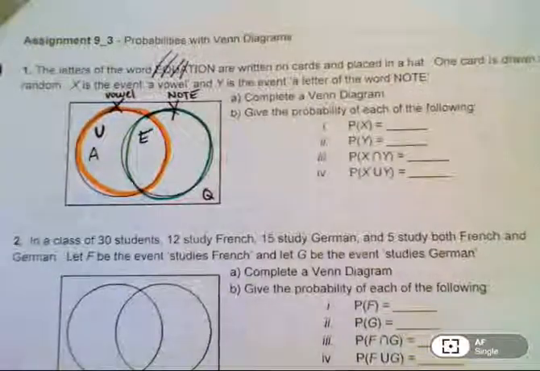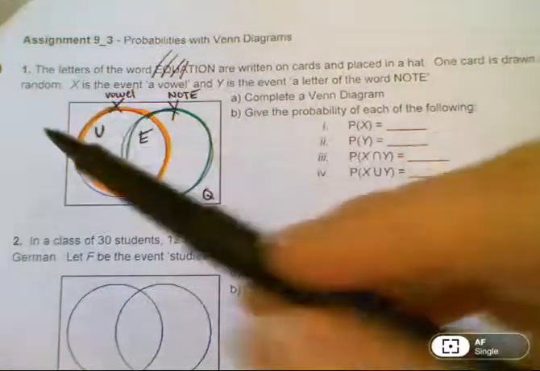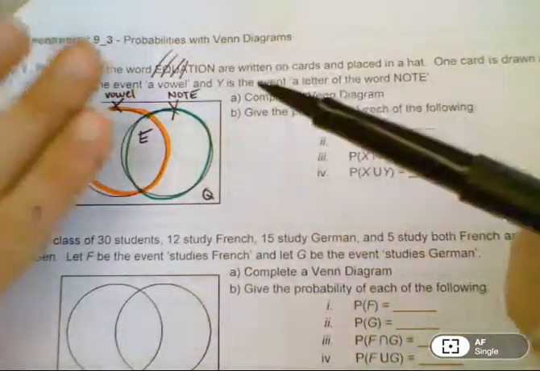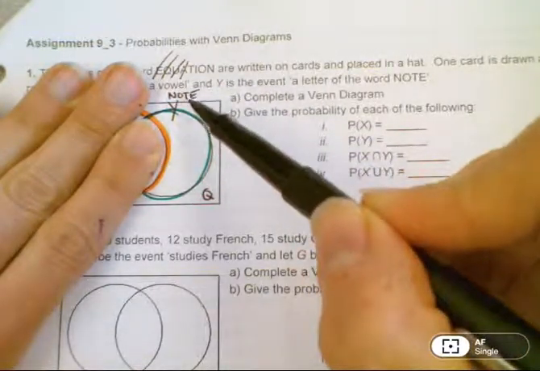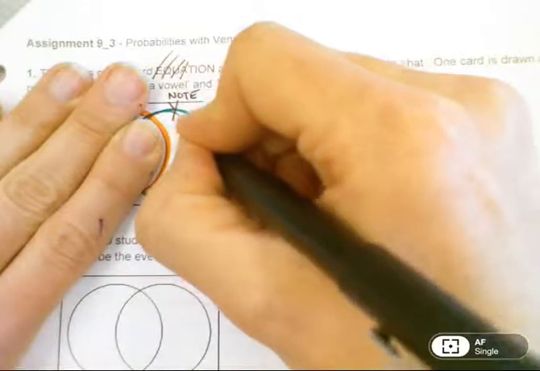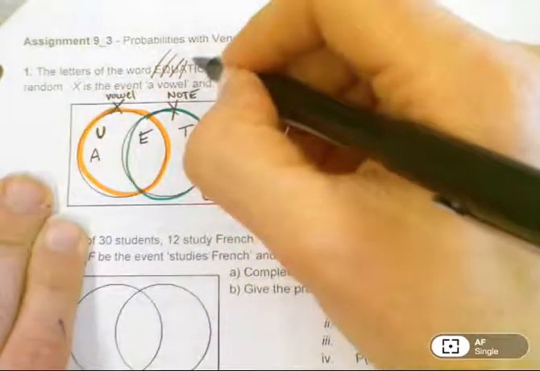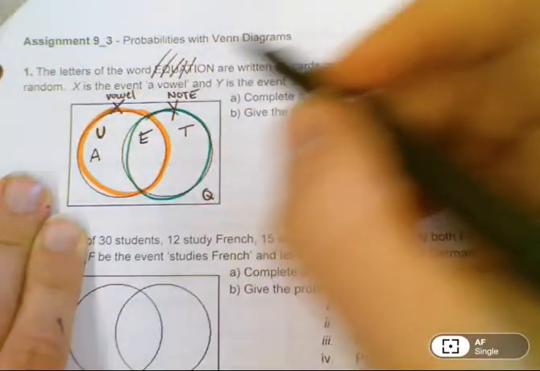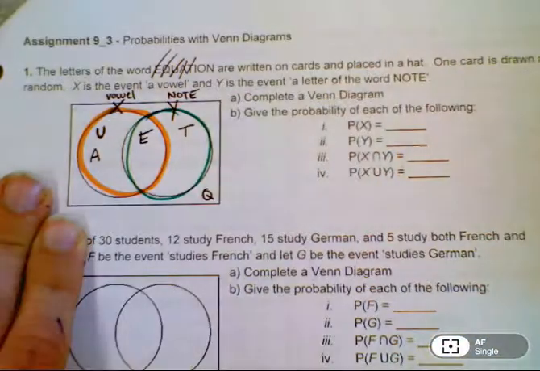T. Take a minute on your own and see if you can figure out where the T goes. Okay. So T is not a vowel, so it cannot go in the orange circle. T is in the word note, so it should go in the green circle. We just have to make sure it goes over here so that it doesn't go into the intersection. All right, I. Actually, here's what I want you to do. See if you can figure out where the last 3 letters go, and then check in with me.